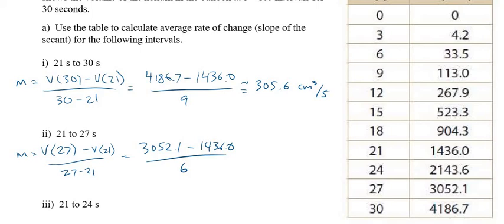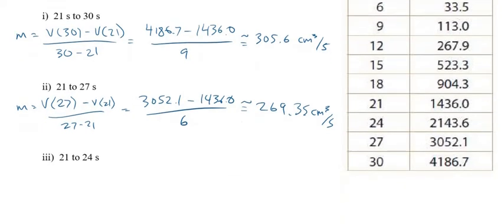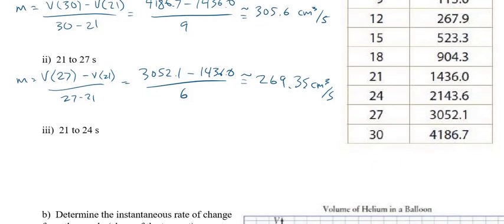Based on our knowledge from the last portion of the lesson, we should be getting a slightly more accurate snapshot of what's going on. So in this case, we have 269.35 centimeters cubed per second. And we're going to say it's roughly equal to that, just because we know we're rounding off a little bit.